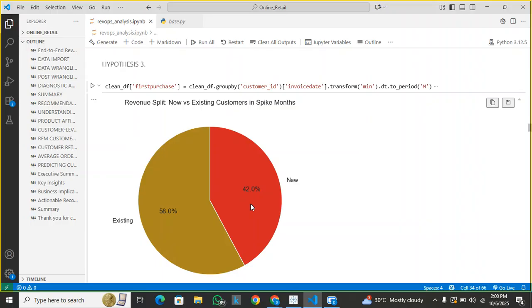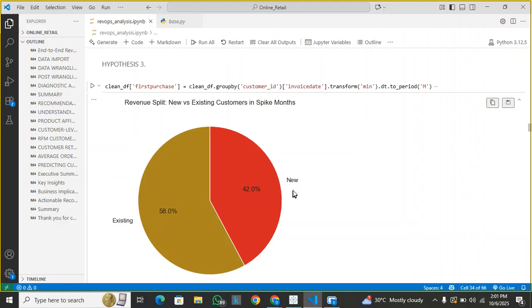So this suggests that even though some form of retention campaign was carried out, the marketing blitz actually did really, really well compared to the retention campaign, because the new customers brought in a large share of the revenue.